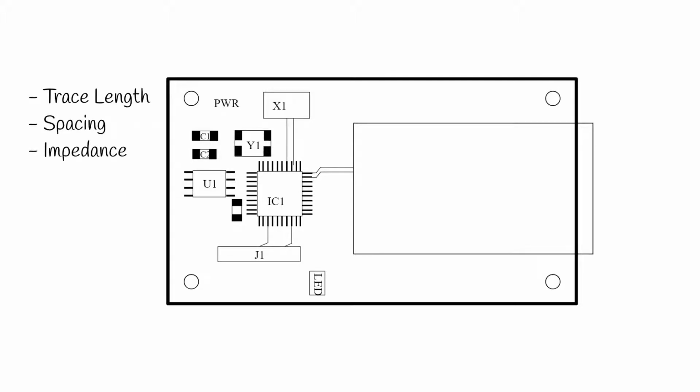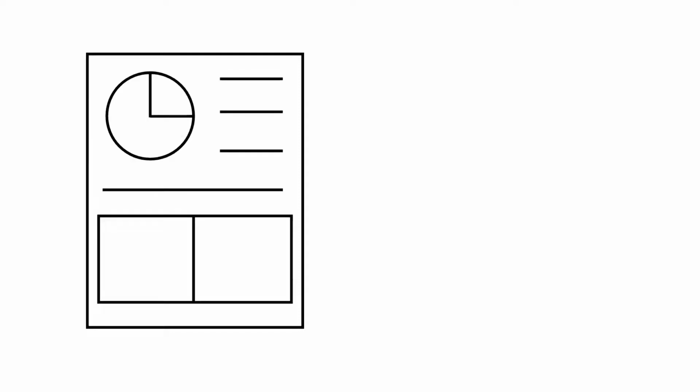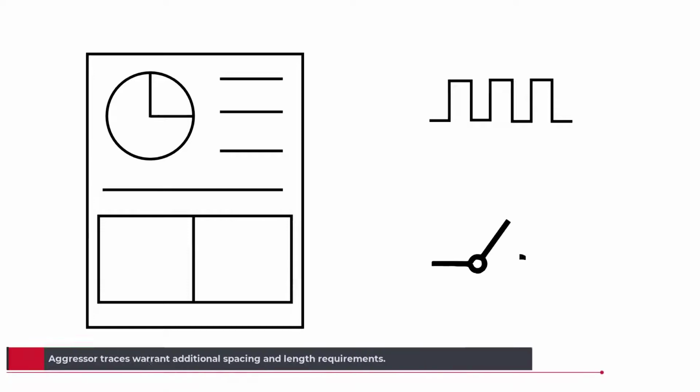First, you need to identify the critical traces. These are the connections that need to be completed with specific requirements, like differential pairs. If a device has signal routing requirements, they can be found in the manufacturer's documentation. Clocks and power switching lines are some examples of critical traces.